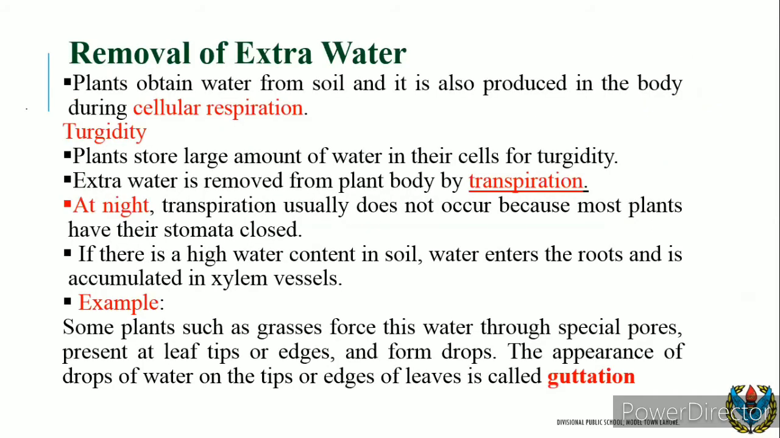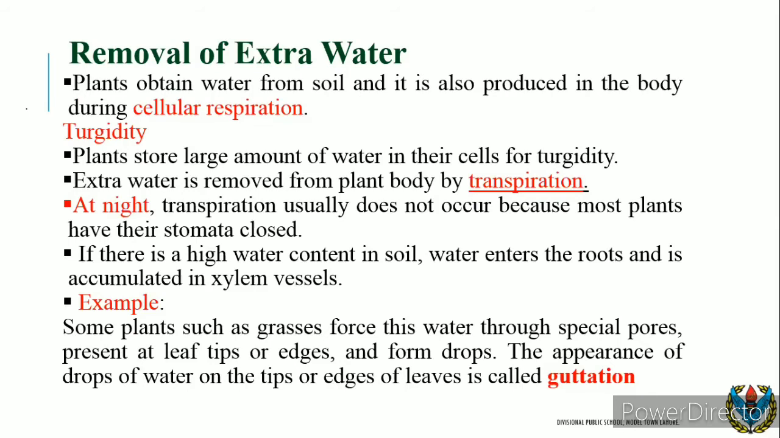Now, the removal of extra water, what happens? Plants obtain water from soil, and it is also produced in the body during cellular respiration. Now, the large amount of water is absorbed in the cell, and the cell becomes turgid. So the turgid condition is called turgidity. The extra water is removed from the surface of the plant body, especially through the leaves, and that is transpiration. What is transpiration? Transpiration is the removal of extra water from the surface of the leaf. At night, transpiration usually does not occur because most plants have their stomata closed.